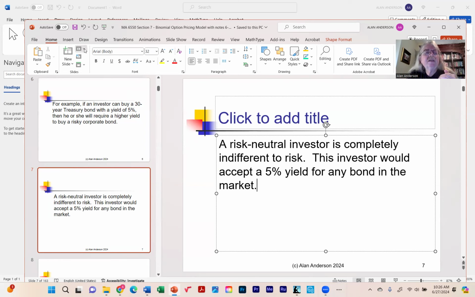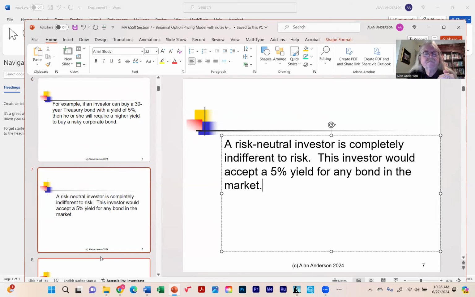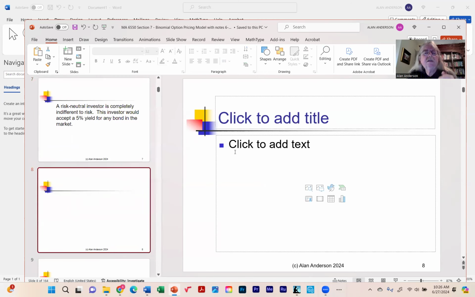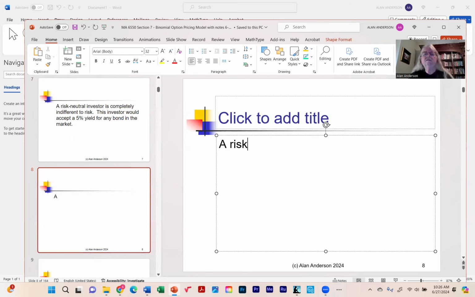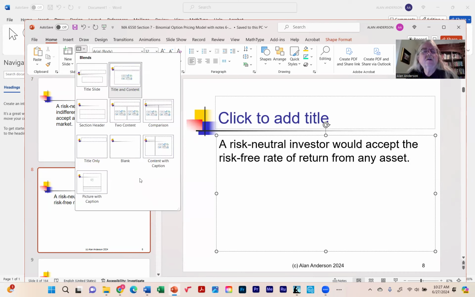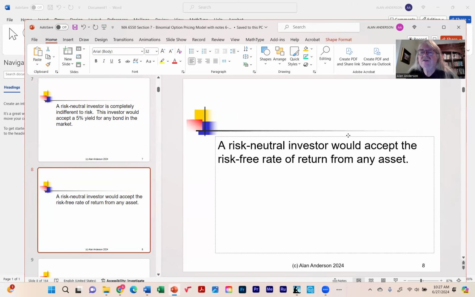And one of the implications of being risk neutral is that a risk neutral investor would accept the risk-free rate of return from any asset. Okay, that's all we're looking for. Anything else would be icing on the cake. Okay, we're just going to go out and invest, and we're going to look for that risk-free rate of return.